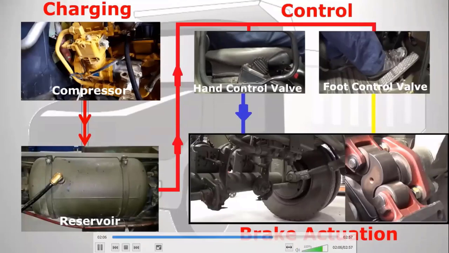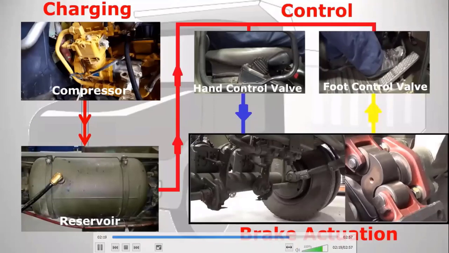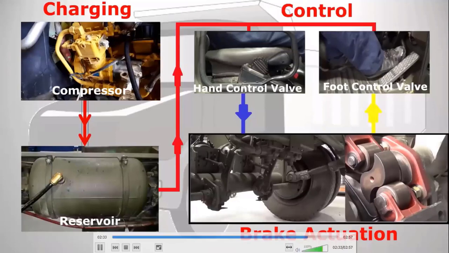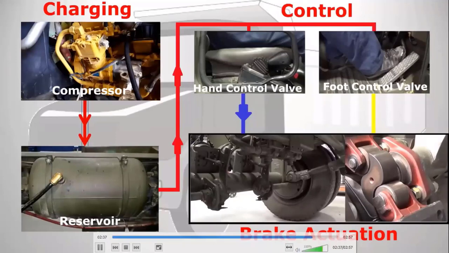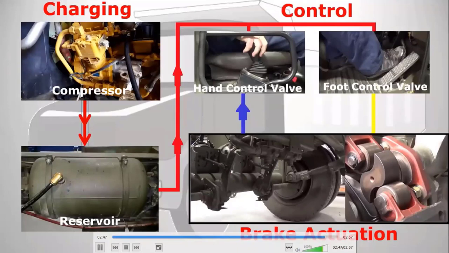When the driver pushes the pedal on the foot control valve, it sends air to the actuator to make an application of the service brakes. When the pedal is released, the service air is exhausted and the brakes are released. When the driver applies the park brake with the hand control valve, the secondary air is exhausted from the actuator, allowing the power spring to reapply the brakes. There are many other components within the air braking system to aid and control its operation, which we'll look at in other videos.